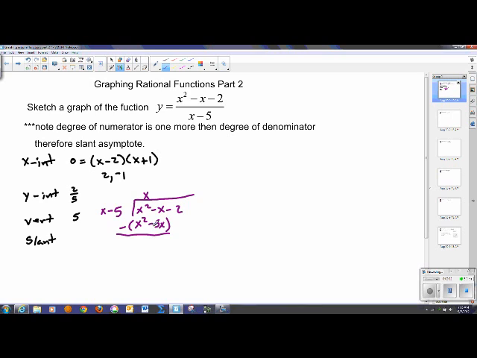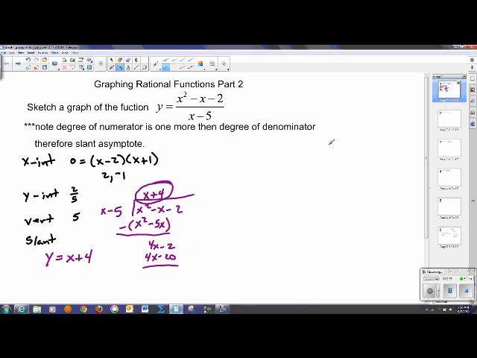This is now a positive, so I have 4x minus 2. So my remainder. X times what is 4x? Well, that's positive 4. And we have 4x minus 20. Now, even though there's a remainder, it really doesn't matter because what we're trying to do is find a slant asymptote. And a slant is just a line. So y equals x plus 4 is our slant asymptote.